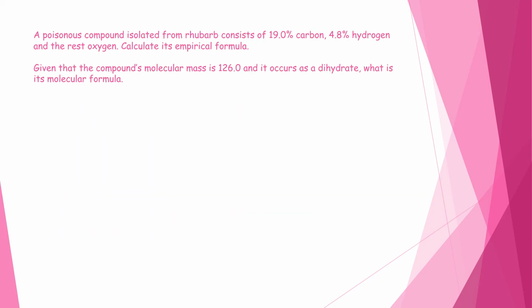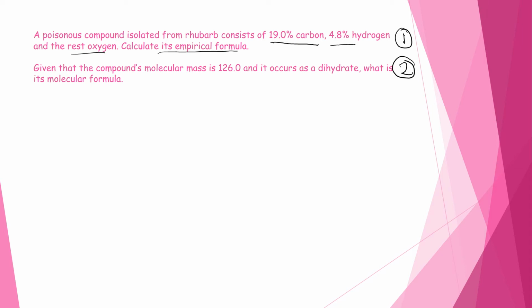Now let's look at an example. A poisonous compound isolated from rhubarb consists of 19% carbon, 4.8% hydrogen, and the rest oxygen. Calculate its empirical formula. So there's the first part of our problem. The second part of the problem is usually about how you can find the molecular formula. You'll see here that it's given the compound's molecular mass. So this is quite a straightforward problem, and it occurs as a dihydrate. Write its molecular formula. Later on, as the problems get more difficult, they'll usually also provide some information about how you can draw the structure, but we'll deal with that later.